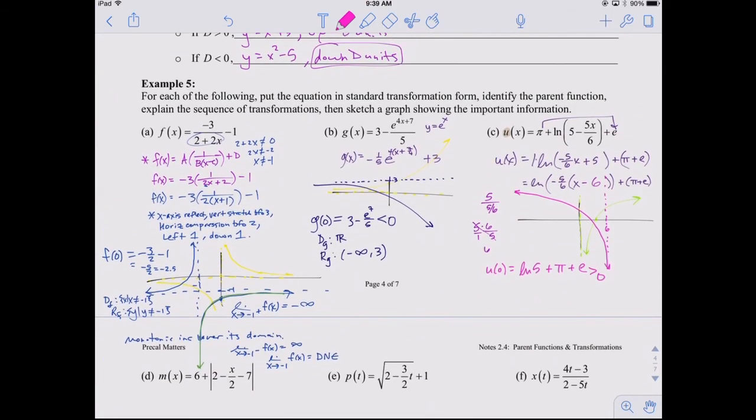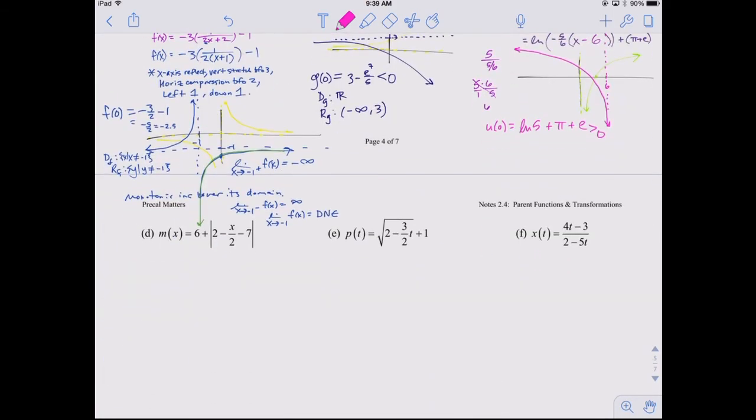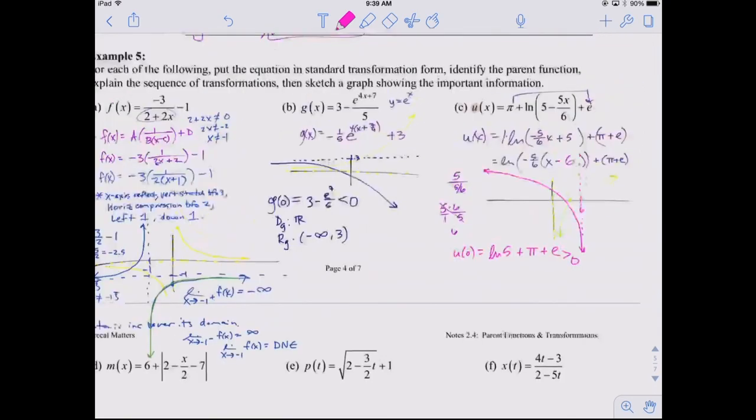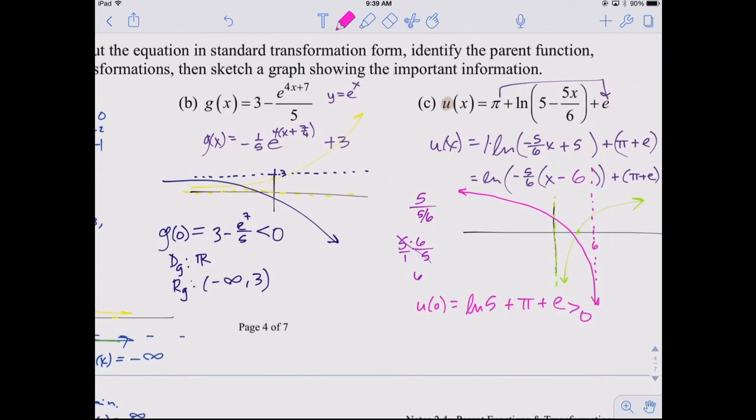Awesome. Well, we'll finish up D, E, and F on Monday after the quiz. Your quiz will be either e to the x or natural log of x transformed. So make sure you know how to do those.